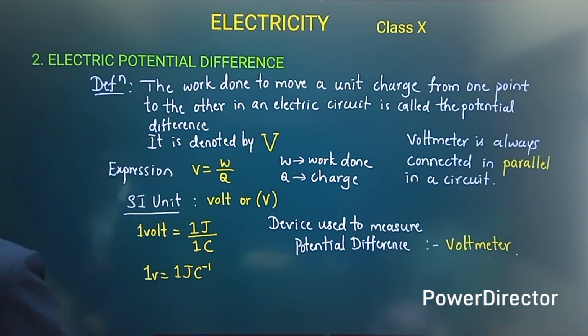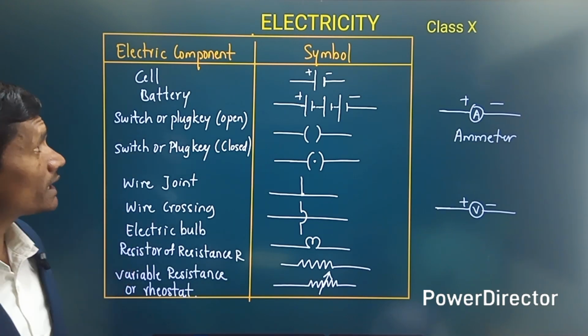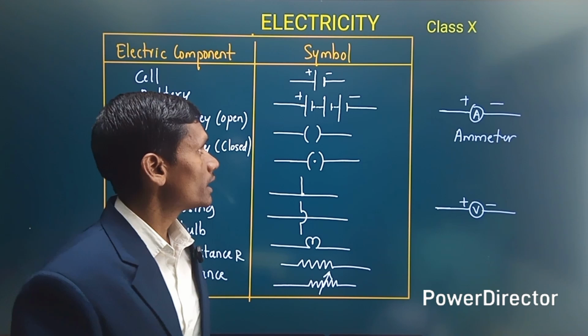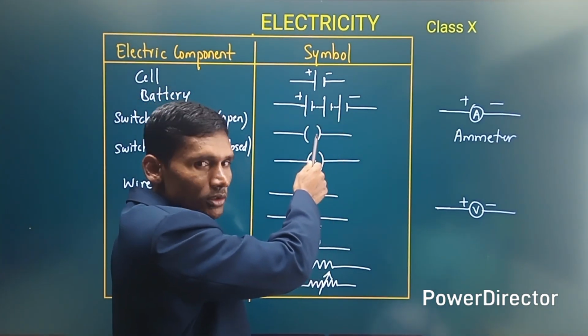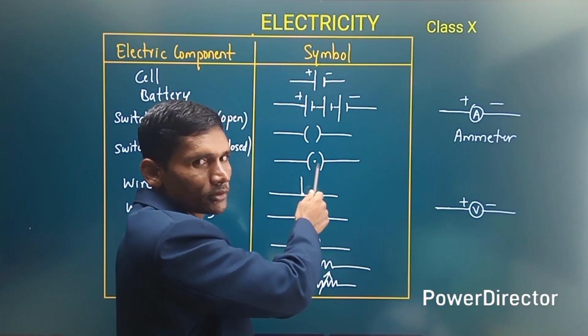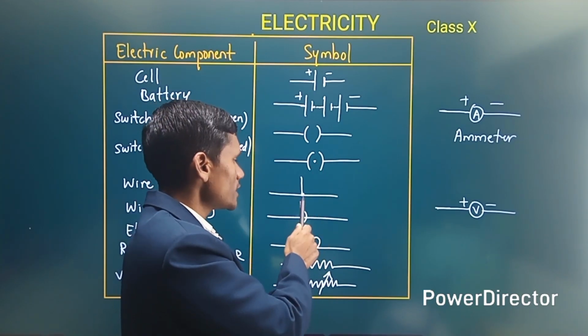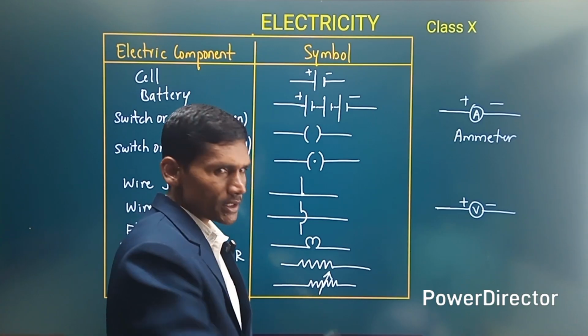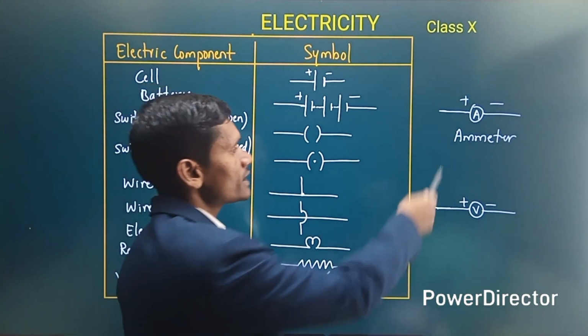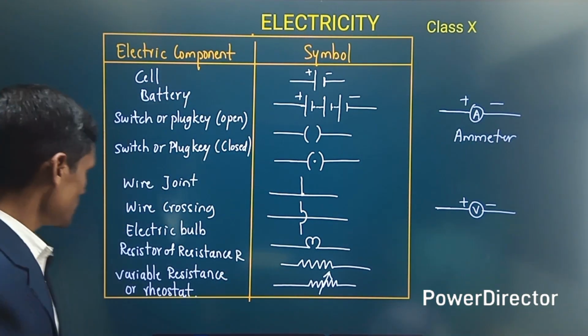Next, coming to electric components and the symbols used. This is a cell, this is a battery, this is a switch or plug key, it is open, this is closed. This is switch on, we can say. This is wire joint, wire crossing, electric bulb, resistance, this is variable resistance or rheostat, we can say. This is ammeter, this is voltmeter.